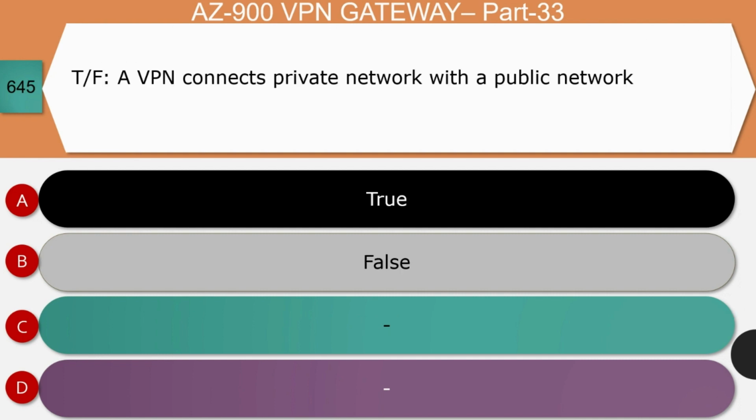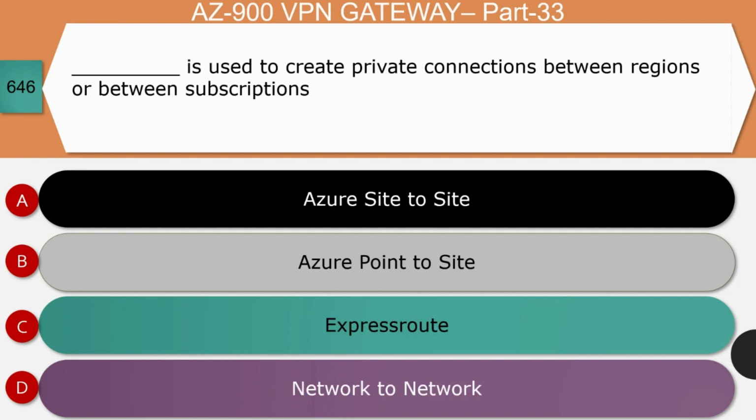Next question, true or false? A VPN connects a private network with a public network. Is it true or false? The right answer for this question is true. Let's see the response. A virtual private network gateway is a service or device that connects a private network to a public network, such as the internet, allowing remote users to securely access the resources on the private network. And so true is the right answer.